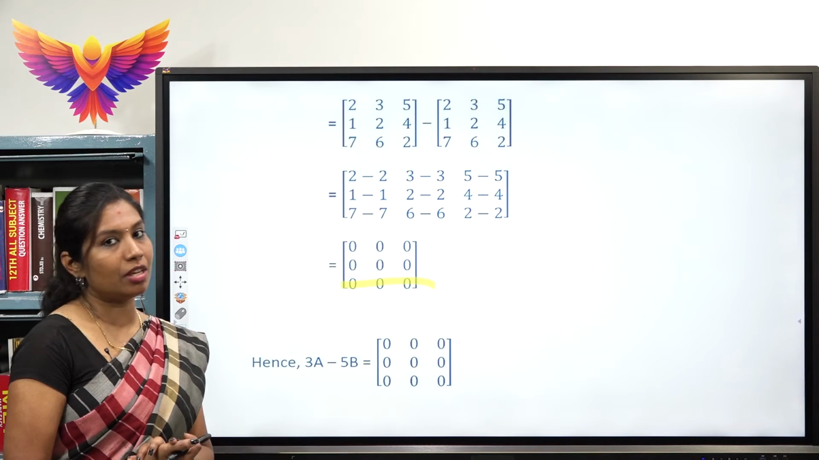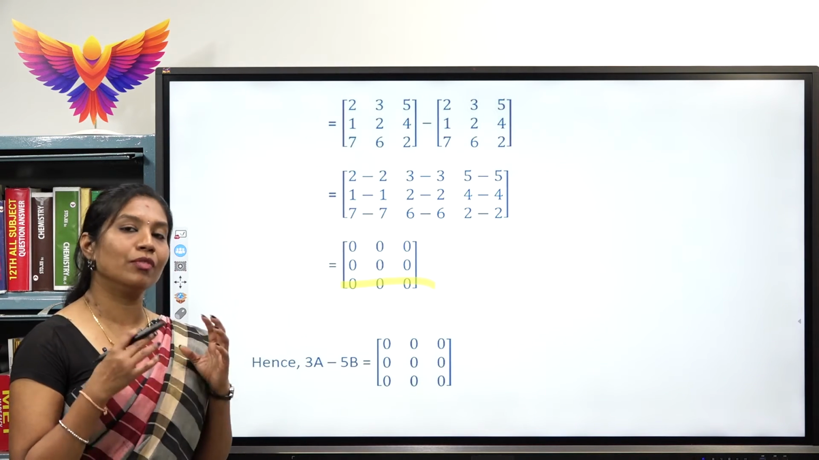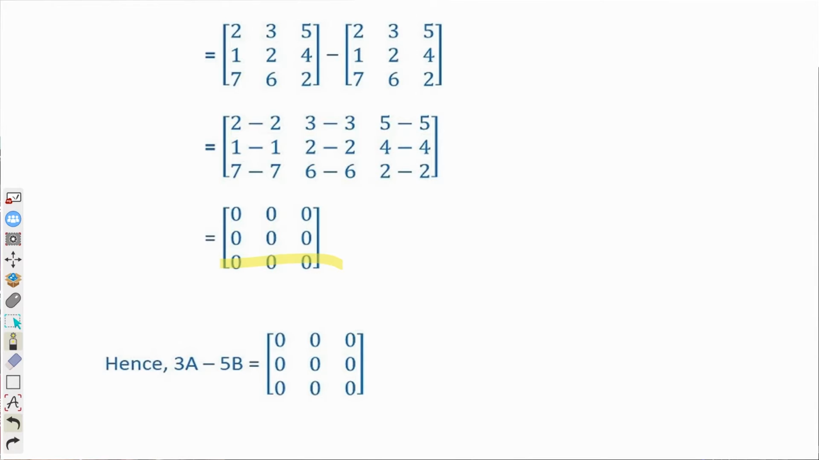3A minus 5B is nothing but a 0 matrix. All the elements are 0 here within a 3 cross 3 matrix. So, I will be getting 3A minus 5B as a 0 matrix.